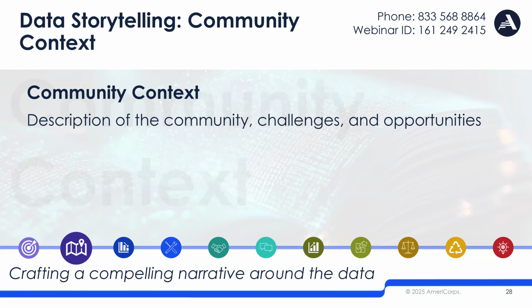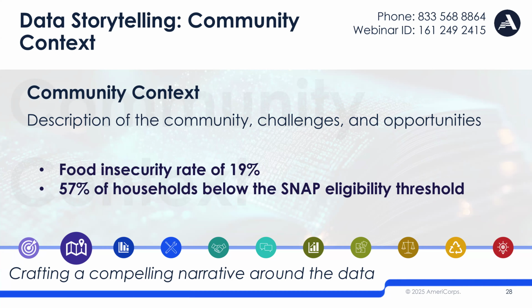Community context is a description of the community, its challenges and opportunities. According to county data from Feeding America, the community faces high levels of food insecurity, with a food insecurity rate of 19% and 57% of households being below the SNAP eligibility threshold, which is 130% in this location. These aren't just statistics, even though it's easy to just look at them that way.